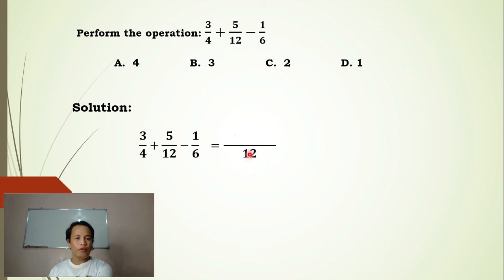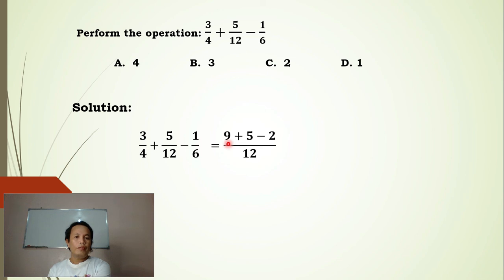Since 12 is divisible by all the denominators here, we can divide 12 by 4, which is 3. Then 3 times 3 is 9. So we have here 9. Then 12 divided by 12 is of course 1. Then 1 times 5 is 5. So we have here plus 5. Then 12 divided by 6 is 2. Then times 1 is of course 2. So we have here minus 2.